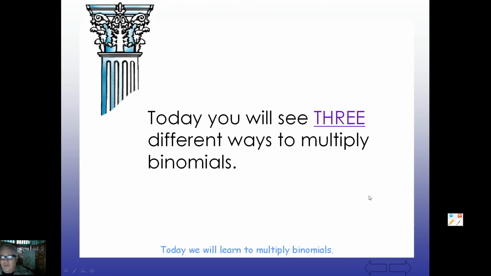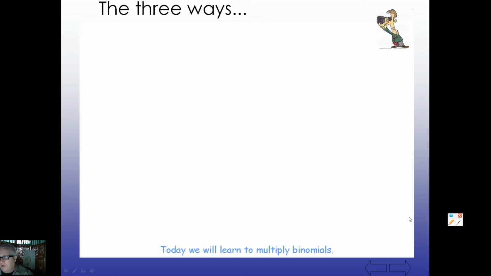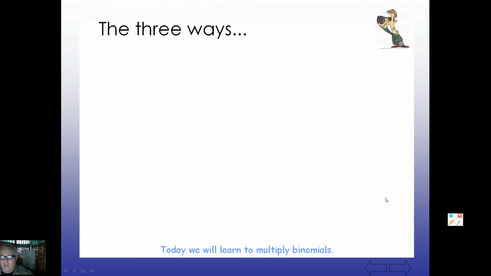Now today you're going to see three different ways to multiply these. We're going to show you really the old-fashioned way. We're going to show you a way that's used in almost every high school in the entire world, much less the country. And then we're going to show you another method that works very, very well, and it's pretty much bulletproof. So here's your three ways.